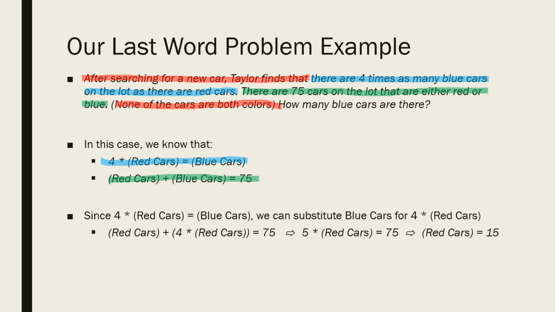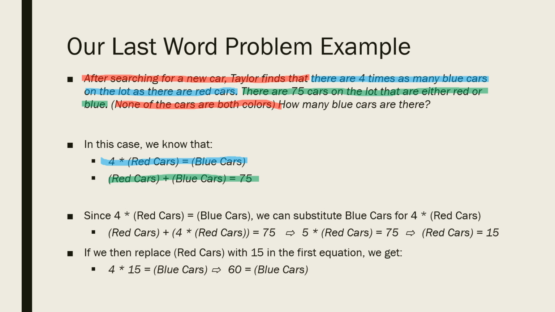Then, using our solving techniques from before, we can get that 5 times red cars equals 75. And then divide both sides by 5, and we get red cars equal 15. Then we can replace red cars into the first equation. The first equation says that 4 times red cars equals blue cars, so we'll get 4 times 15 equals blue cars, or 60 equals blue cars. So there are 60 blue cars. That's it.